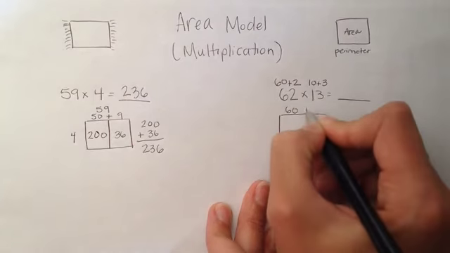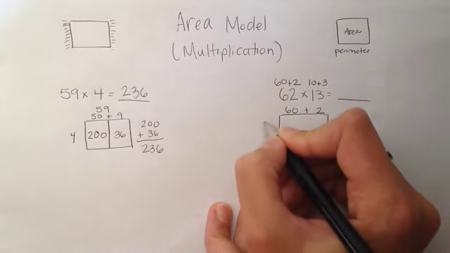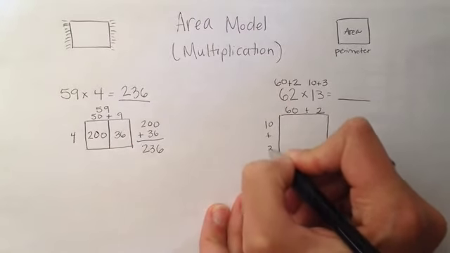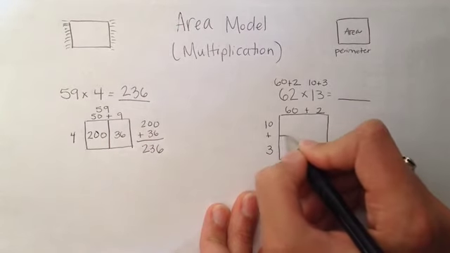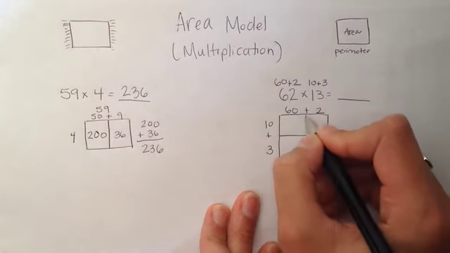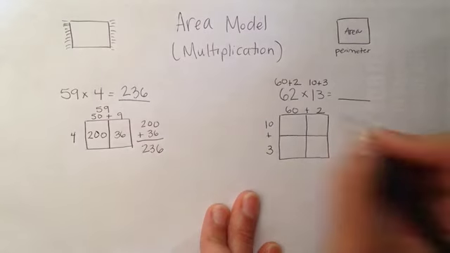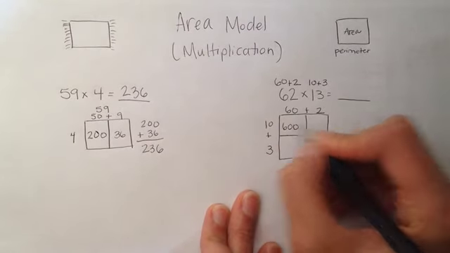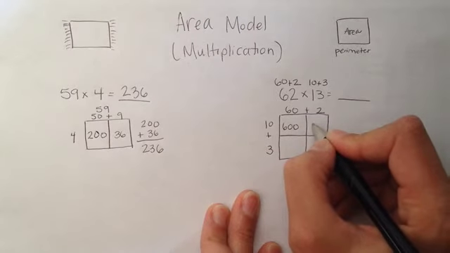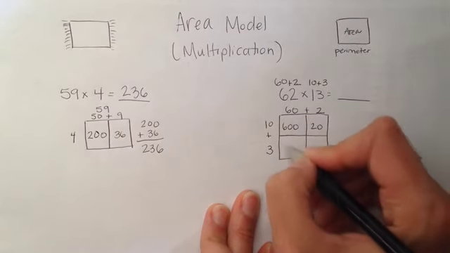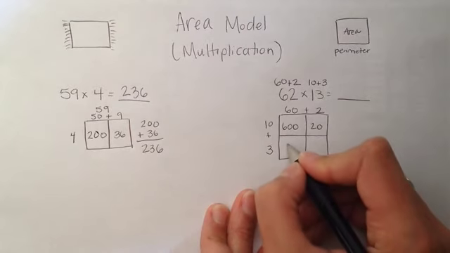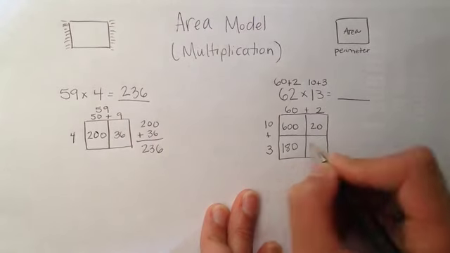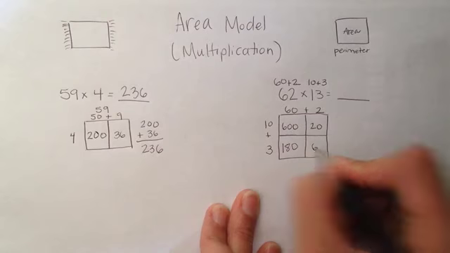So I'm going to put 60 plus 2 on one side, and I'm going to put 10 plus 3 on the other side. Again, where we see the plus signs, we're going to draw lines just like this, and then we multiply. 10 times 60 is 600. 2 times 10 is 20. We multiply 60 times 3 here, and we get 180. And then 3 times 2 is 6.